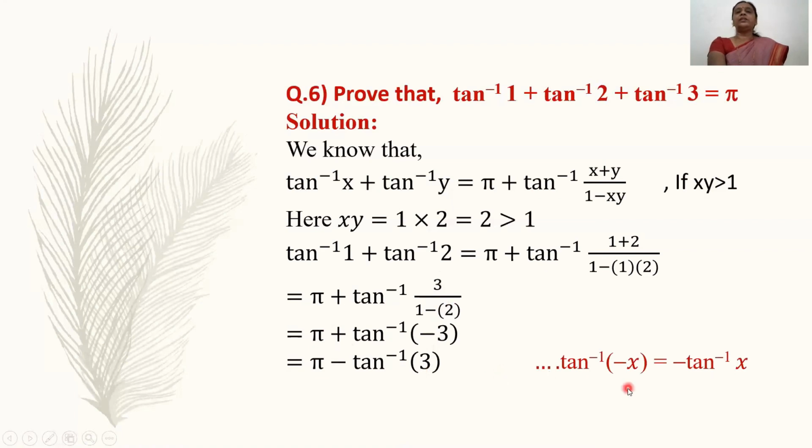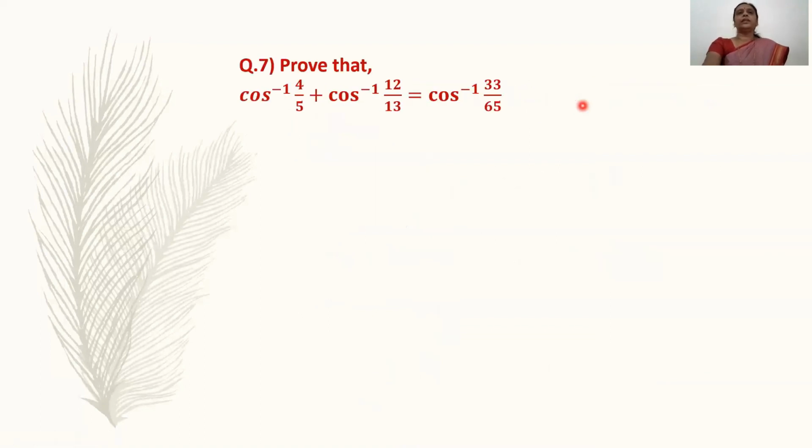And we know that tan inverse minus x is nothing but minus tan inverse x. Therefore, for this tan inverse minus 3, you write down minus tan inverse 3. Therefore, this is equal to pi minus tan inverse 3. Now, you shift this minus tan inverse 3 to the left hand side, and I will get tan inverse 1 plus tan inverse 2 plus tan inverse 3 is equal to pi. In this way, if you know this property of inverse trigonometric functions, then it is very simple to solve this problem. Okay, see the next example.